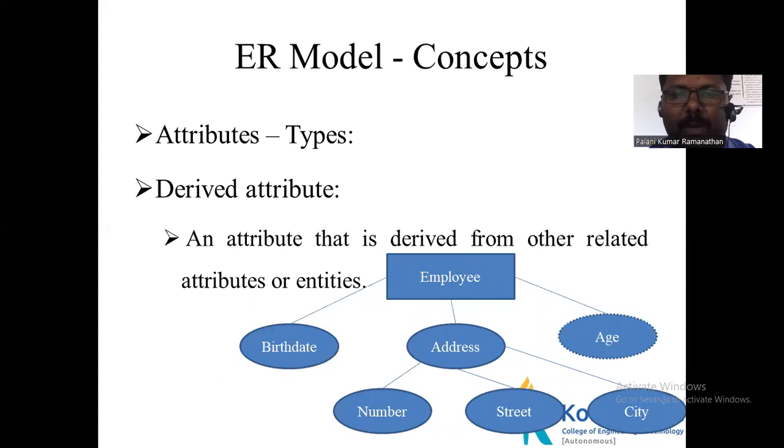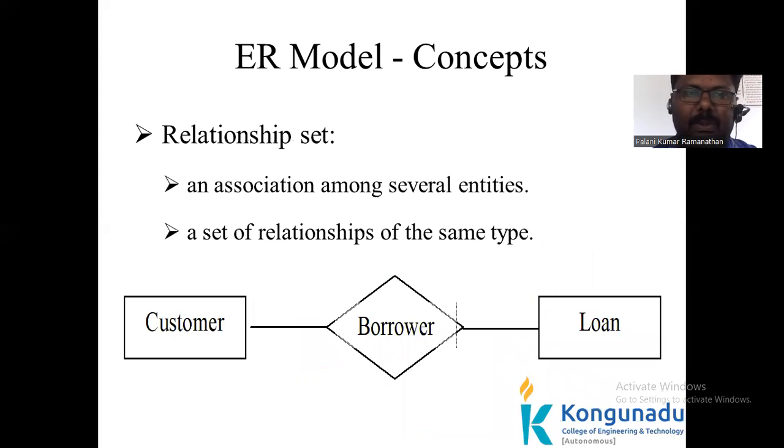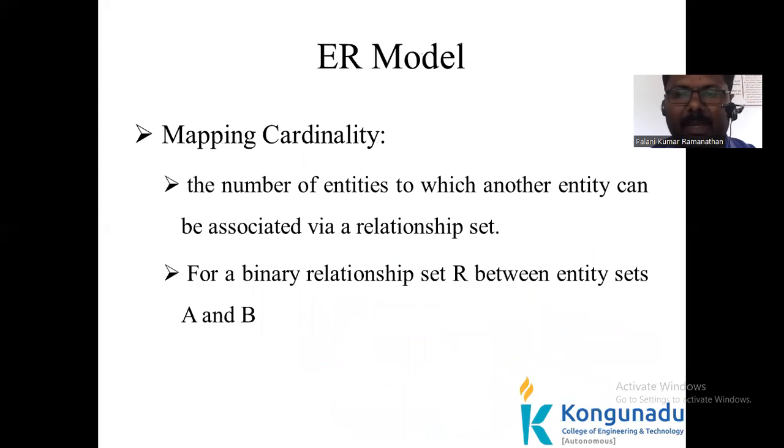Derived attributes: from some attributes we may derive other related attributes. For example, through the date of birth we can find the age. It is represented with a dotted ellipse, called a derived attribute. Next, the relationship set. A relationship is an association among several entities, and a relationship set is a set of relationships of the same type. For example, a customer borrows a loan from a bank.